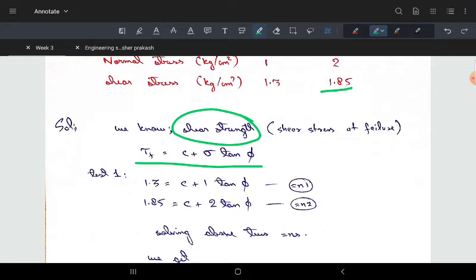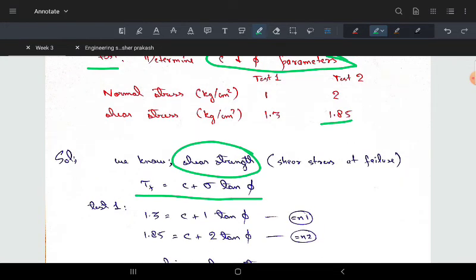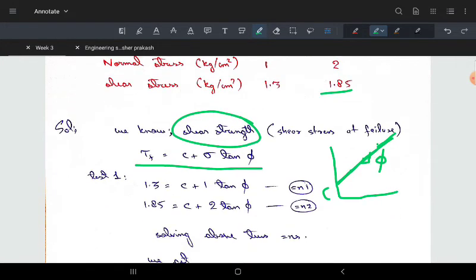Here a minimum of 2 tests are required to get the failure envelope. This is a straight line, so we at least need 2 points to join. If we have 3, it is more accurate. A minimum of 2 tests are required to get the failure envelope, or to get C and phi. What is phi? Phi is the slope of this failure envelope.